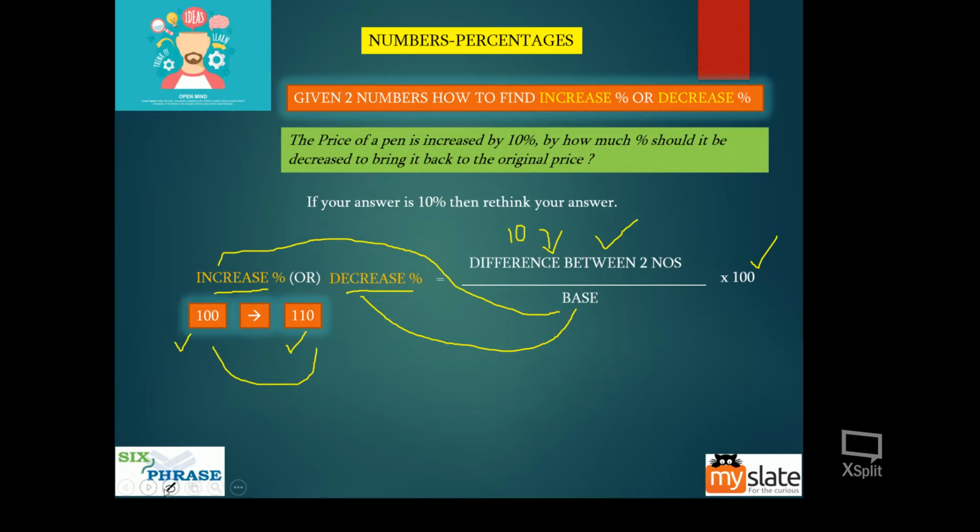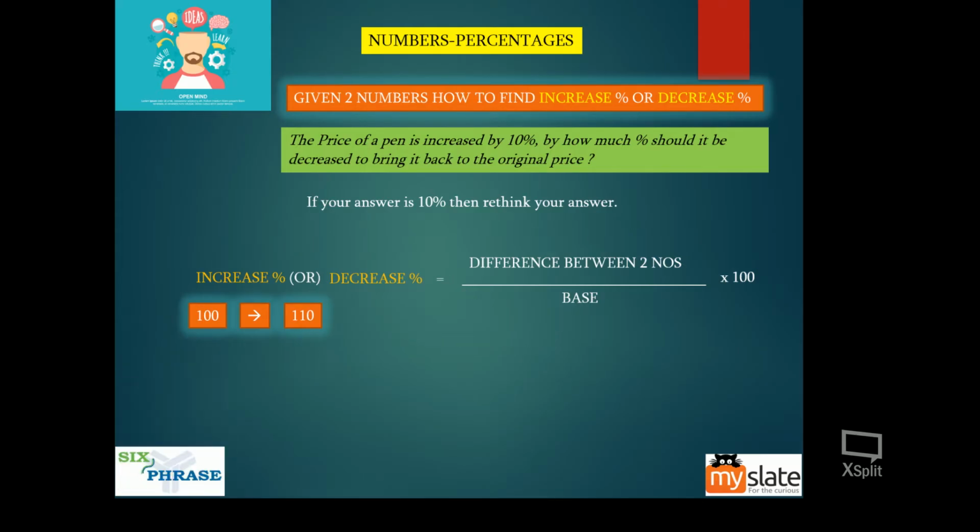Okay, now how will you choose the base? How will you decide on what the base is? Again, it depends upon the increase or decrease percentage. When you are finding increase percentage, base is the number which is getting increased. According to this example, what is the number which is getting increased? It is 100, right? So base is 100 here.